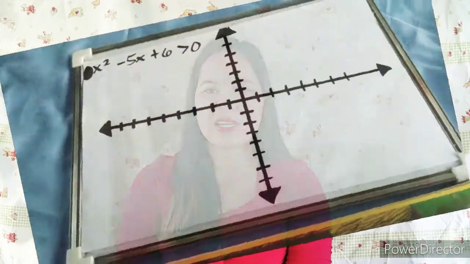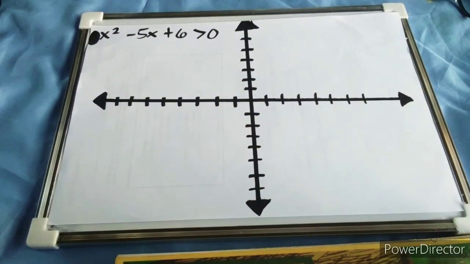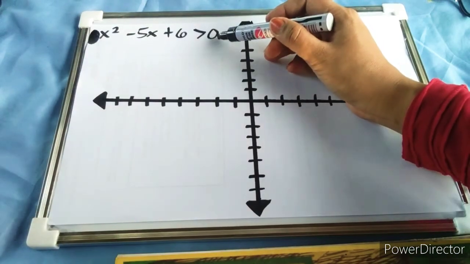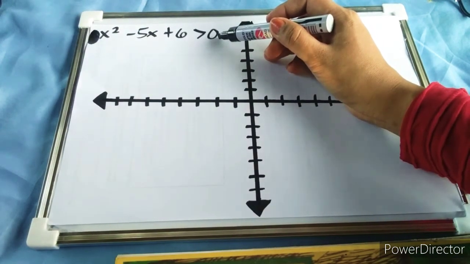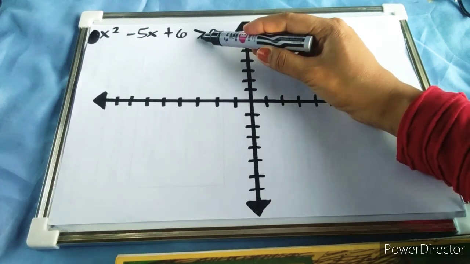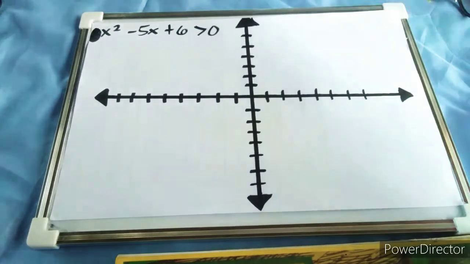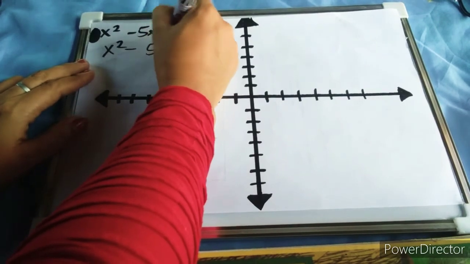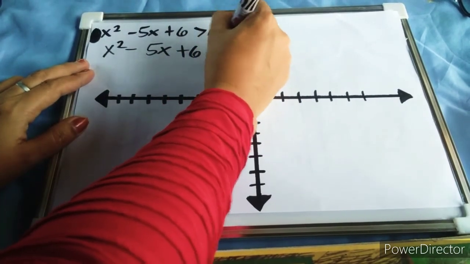So kindly watch the video so that you will be guided on how to determine the solution sets of quadratic inequalities. We'll solve and graph the given quadratic inequality. We transform this quadratic inequality into a quadratic equation or quadratic function by just changing the inequality symbol used into an equal sign. So we have x squared minus 5x plus 6 is equal to 0.